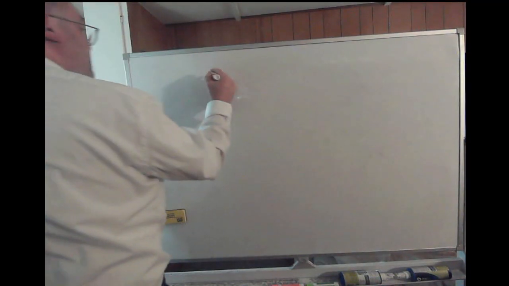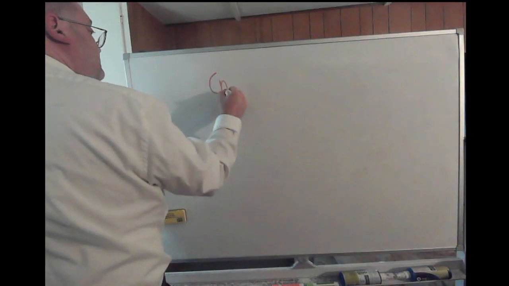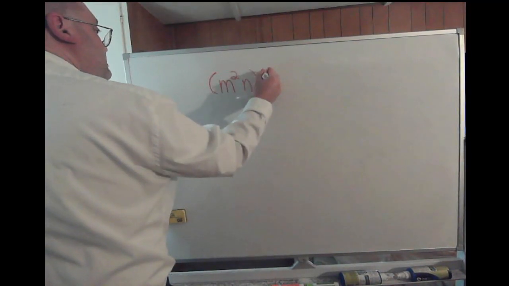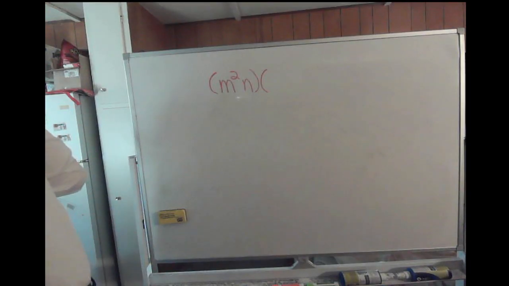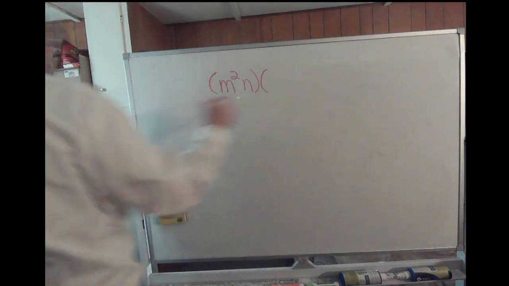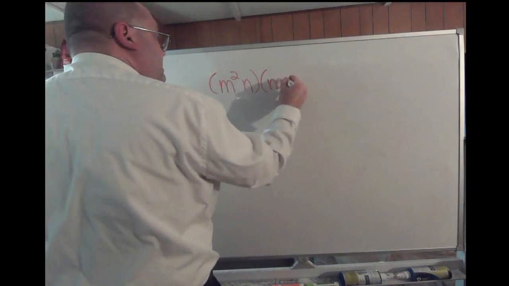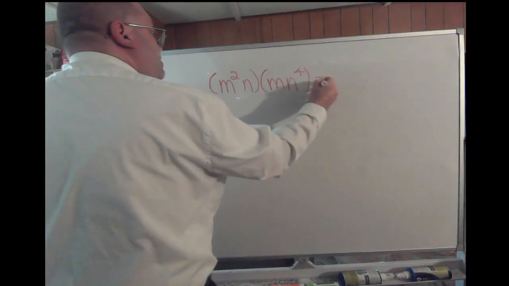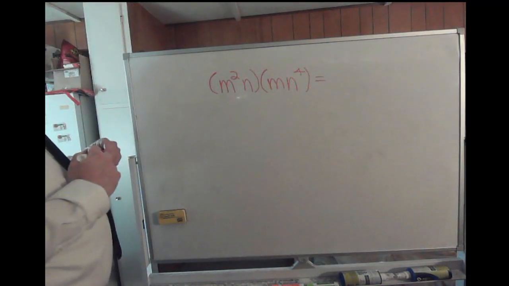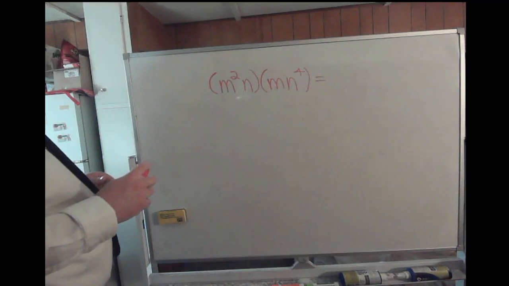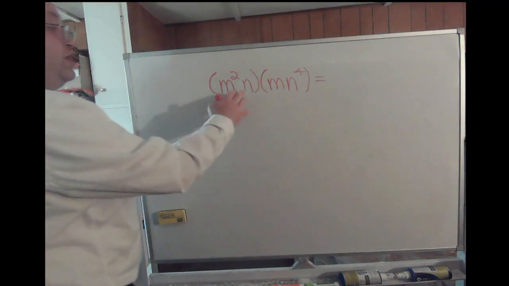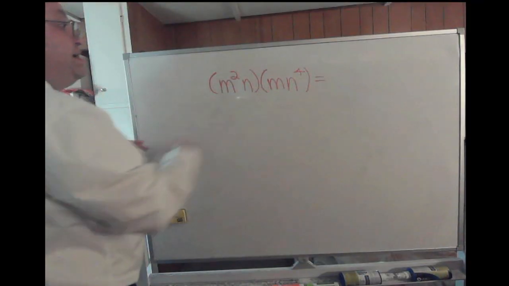Now let's say we got something like this. You have m squared n times m n to the fourth. What do you do when you have two variables? Well, again, you can only add the powers of the same base.